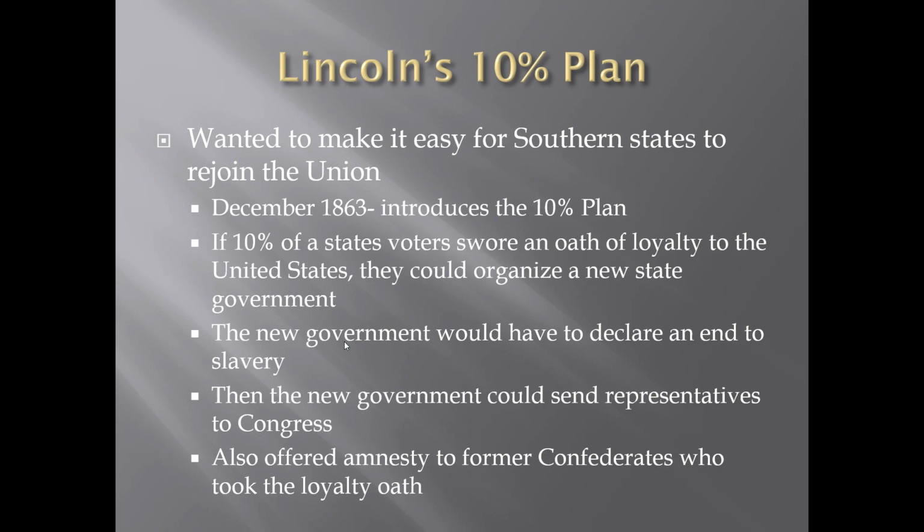And then there was a couple things that new government would have to do in order to be allowed to join the United States again. They would have to declare an end to slavery. Then that government could send their representatives to Congress. Part of his plan also offered amnesty to all former Confederates who took an oath of loyalty.